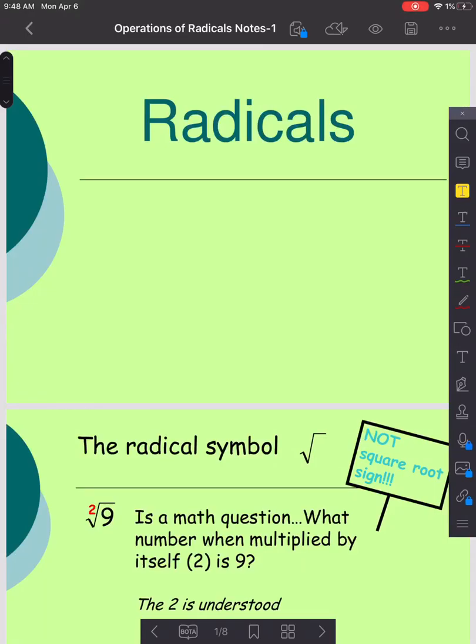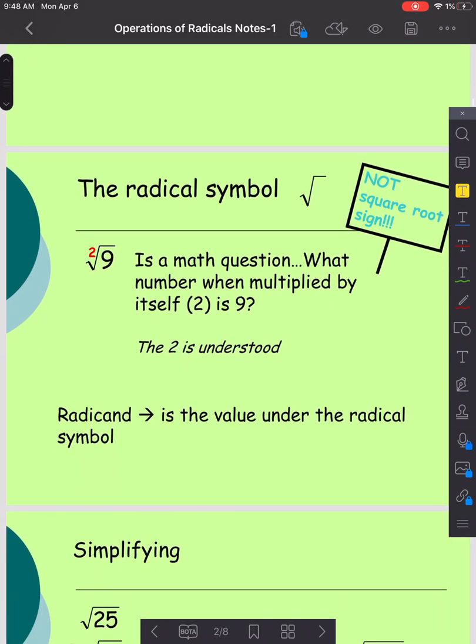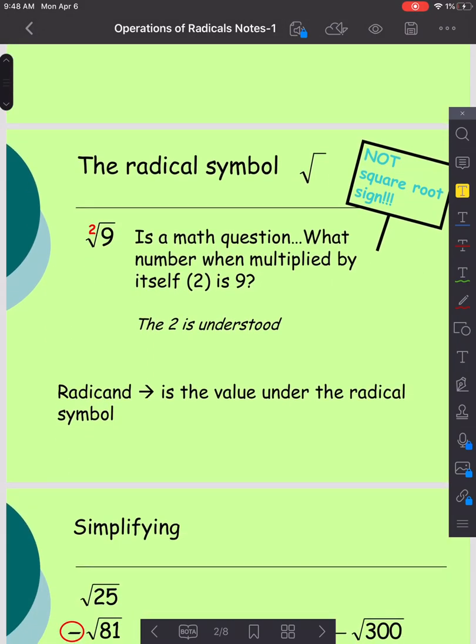Okay, guys, so these notes are over radicals. We've actually already talked about simplifying radicals and adding and subtracting radicals. Today we're going to focus on multiplying and dividing, but I'm still going to go over simplifying and adding and subtracting really quick. So we've already talked about what the radical symbol means.